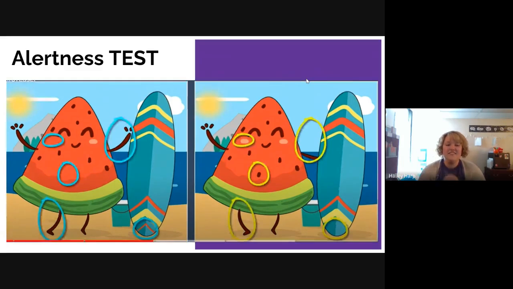Alrighty, so the cheeks are kind of missing on one. Oh, the one watermelon's got fingers showing, the other one doesn't. Oh, we're missing a seed on one. We're missing a stripe on the surfboard, and the legs look different. One's facing the other way.